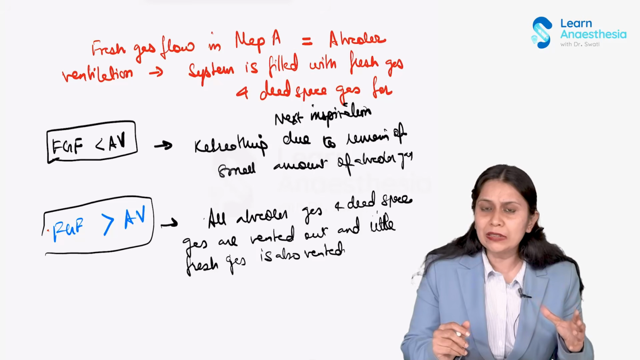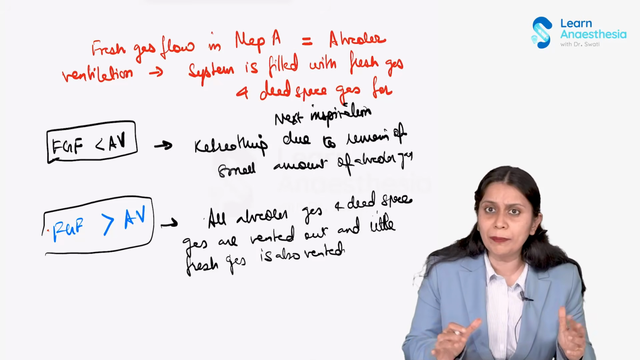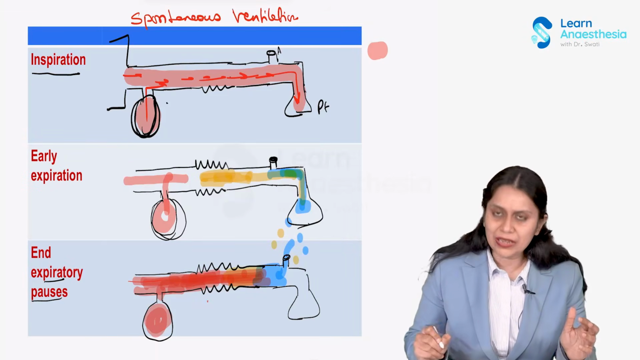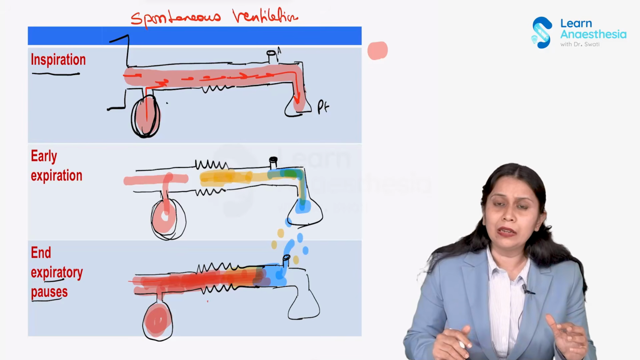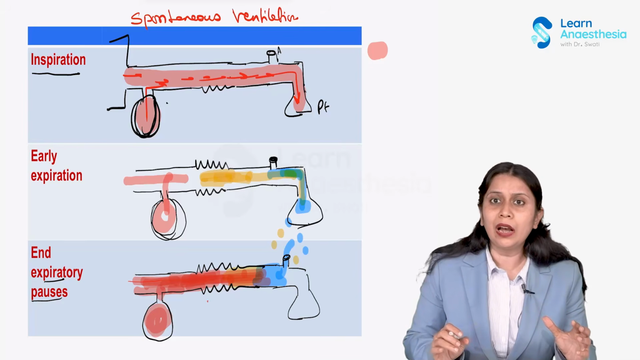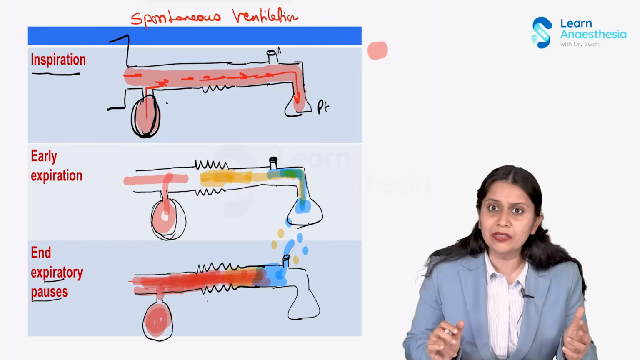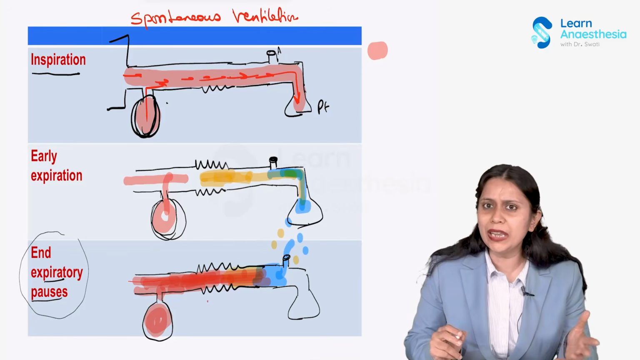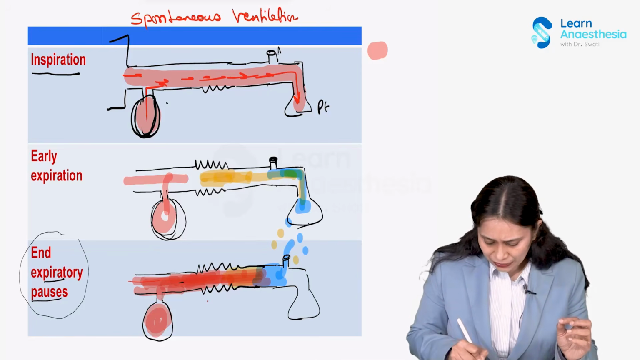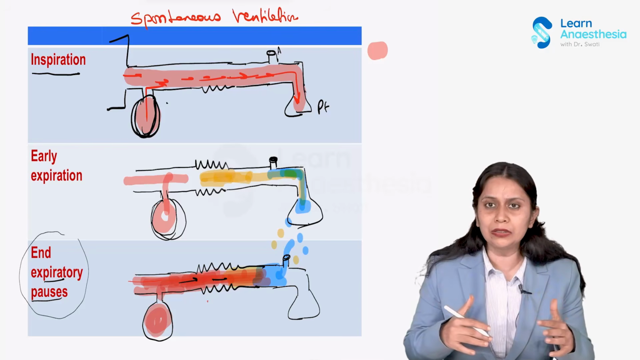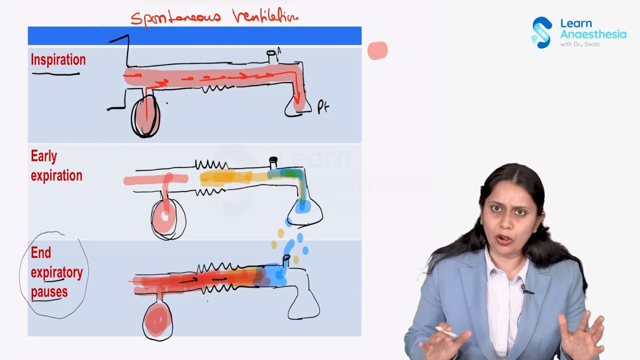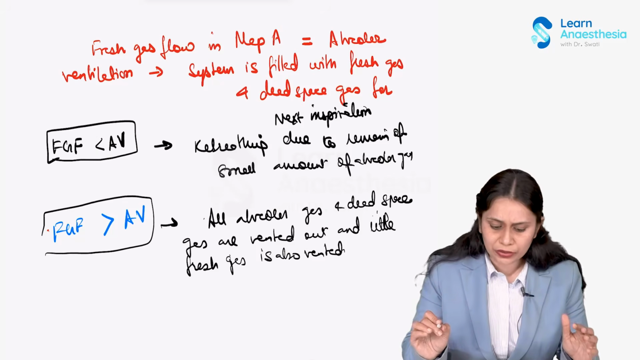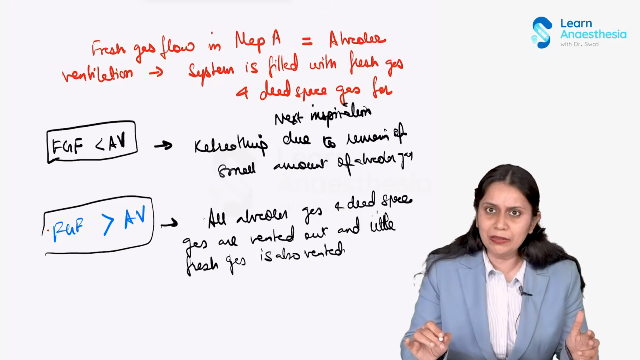Plus, it is also dependent on respiratory rate. If respiratory rate is very high and adequate expiratory pause is not there, again there is a chance of mixing, right? So in that case, if we don't have adequate expiratory pause, how can we remove the expiratory gases? By keeping the fresh gas flow a little higher. So normally the fresh gas flow is recommended to be kept at 70 to 90% of the alveolar ventilation in the Mapleson A circuit.